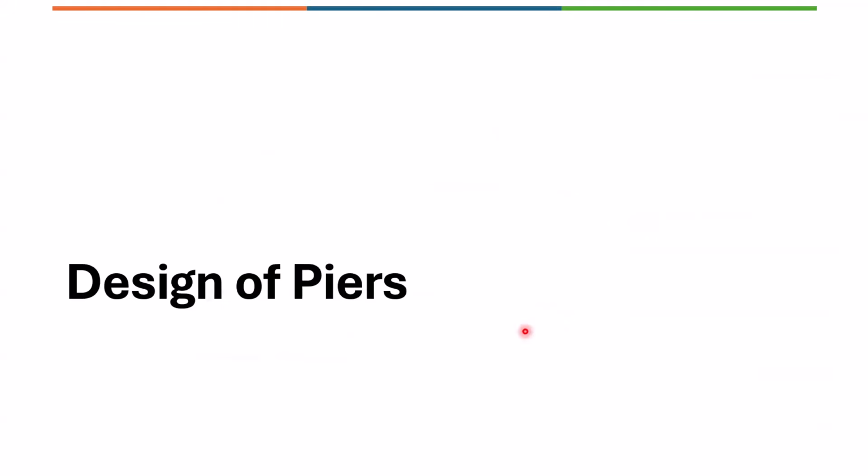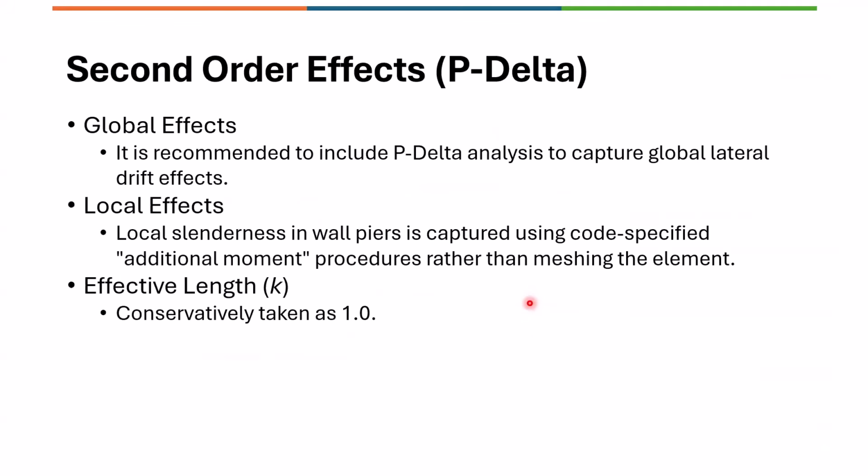Next, we enter into the pier design. Okay. So for the sake of completion, I'm just mentioning all the other important things. For the analysis, P-delta effects, right? It is recommended to include P-delta analysis to capture the global lateral drift effects in the analysis itself. And the local effects are captured through the design by the additional moment procedure.